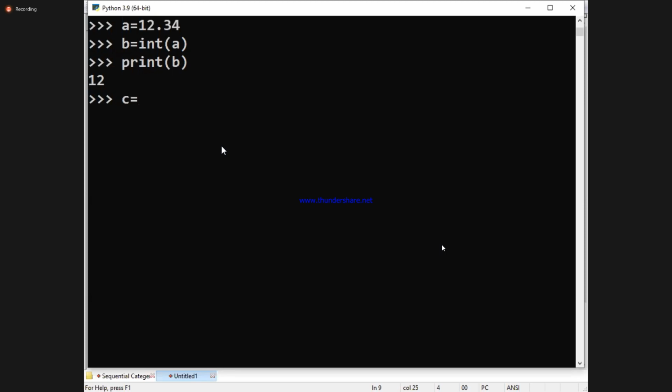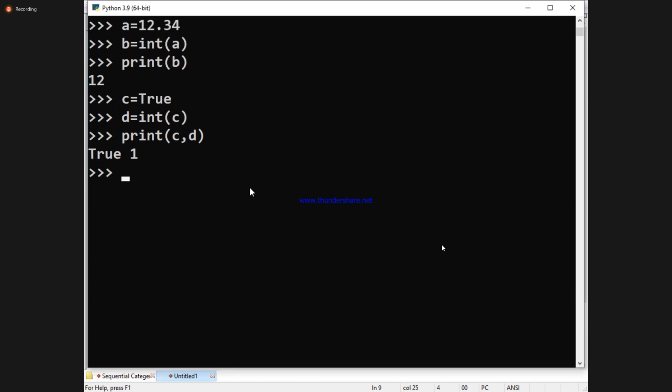Okay. Next. C is equal to, what is the next? Bool. True. D is equal to int of C. Valid or invalid? Valid. What is the value of D? Excellent, 1. Print of D. C also, print it if you want. What is the value of C? True. What is the equivalent integer value?